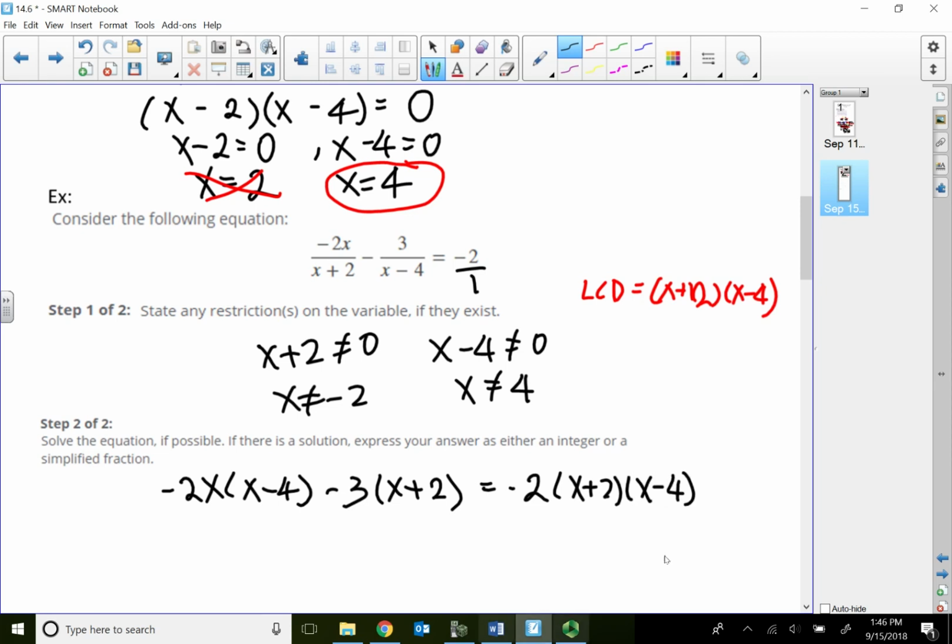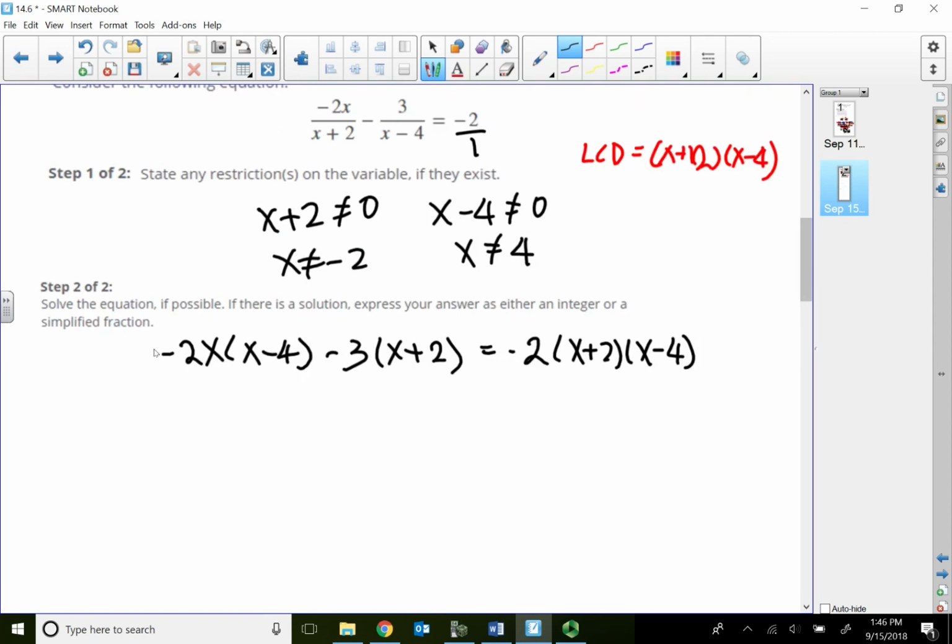All right, so it seems like this problem does take a little bit of work. Let's take a look.